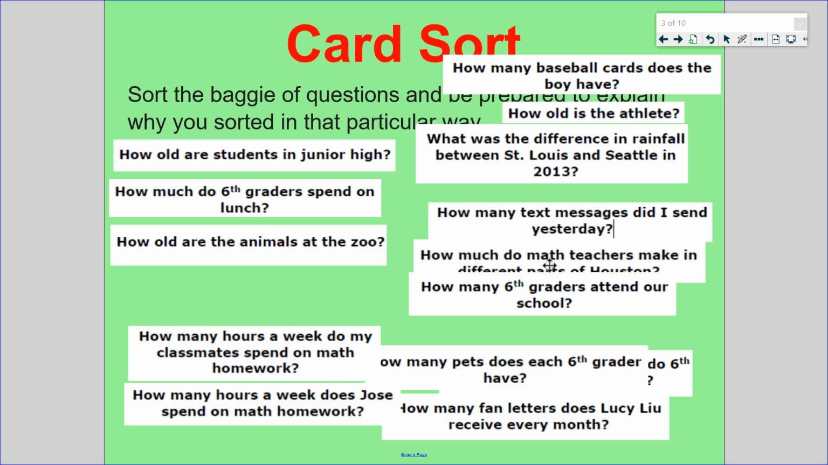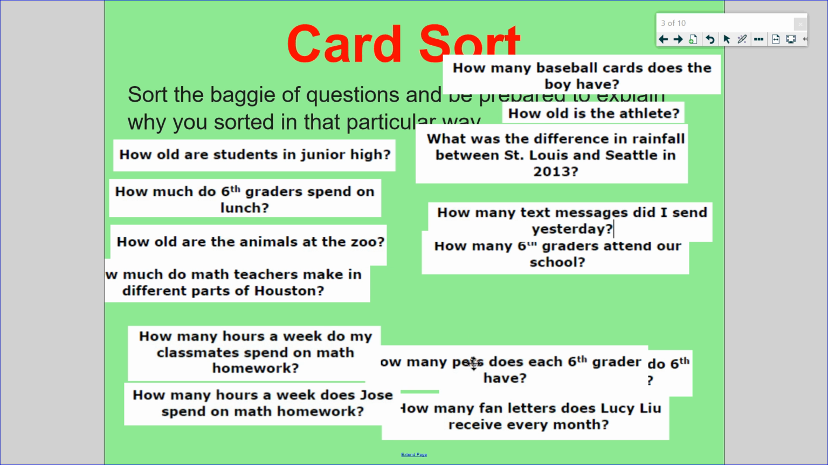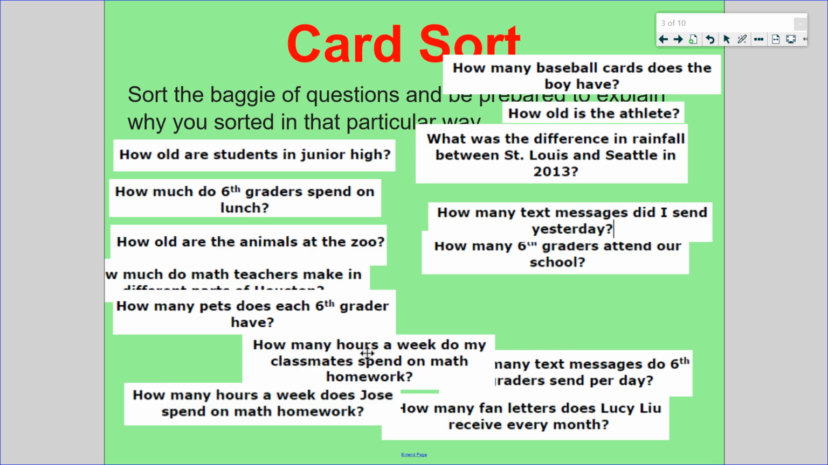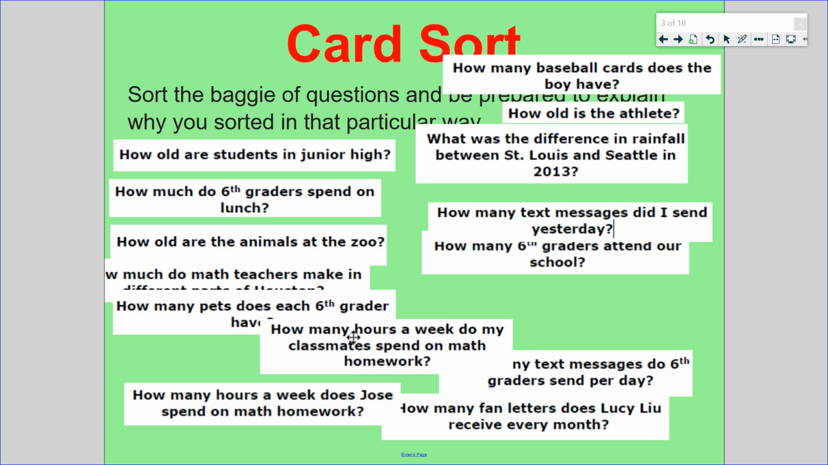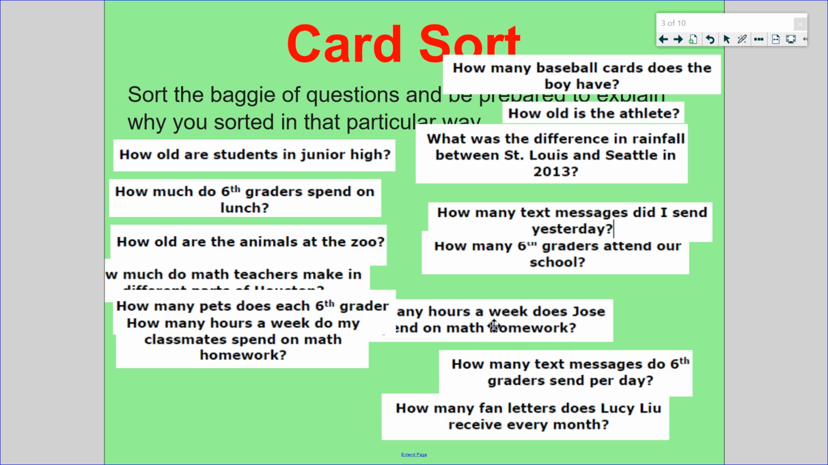These are one answers. These are different answers. Variety of answers. How many pets does each sixth grader have? Which sixth grader are you going to talk about? There's a lot of sixth graders in our school. How many hours a week does my classroom spend on math homework? Some people spend 0 hours on homework. That's why their grade's not very good. Some people spend a lot of hours because they do Kumon.